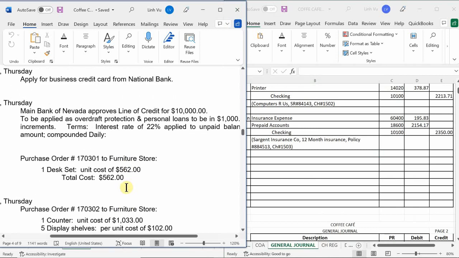Then it says here, we're going to go ahead and do our very first purchase order. We're going to buy something from the furniture store. Okay? We're going to buy one desk set, okay, which cost us $562, okay? And that's the estimated unit cost is $562. So we have a purchase order, right? How do we record a purchase order?